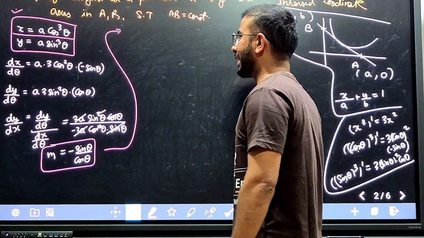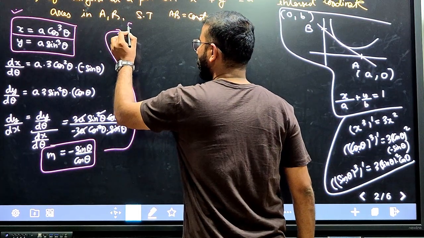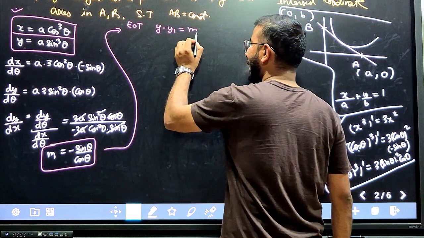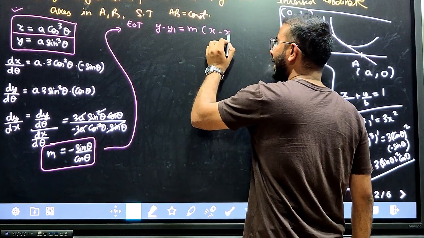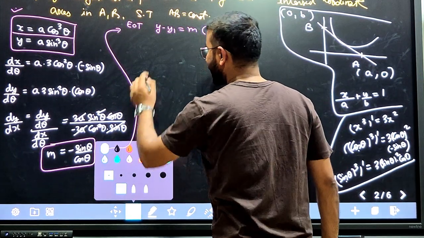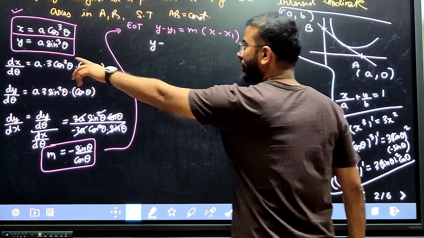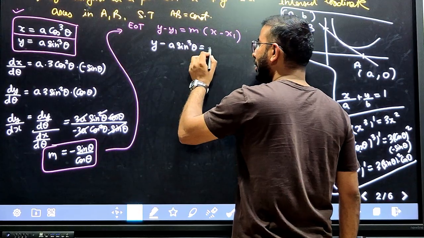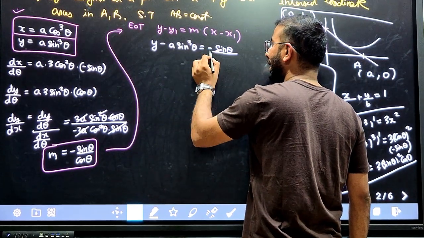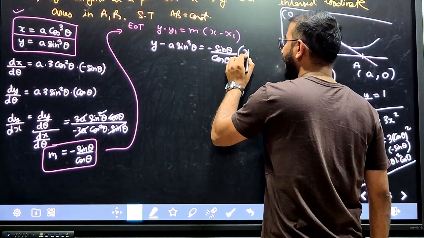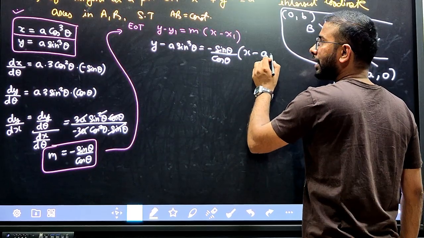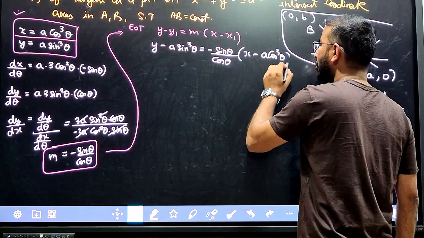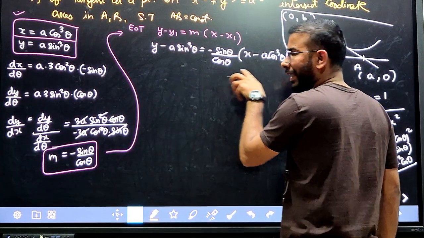Now we'll write the equation of tangent. How to write the equation of tangent? We know what the equation of tangent is, guys? y minus y1 is equal to m into x minus x1. What is y1? What is the point you have assumed? a sine cube. What is m? Minus sine theta by cos theta. x minus x1. What is x1? a cos cube theta.